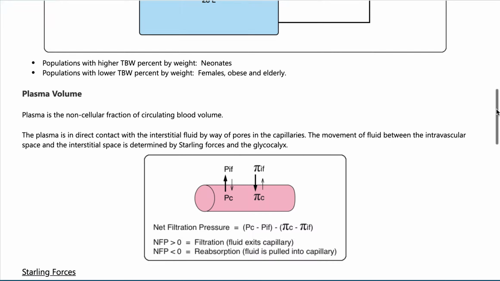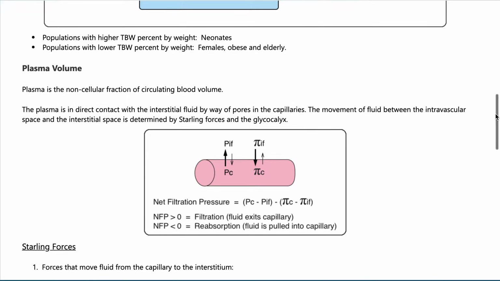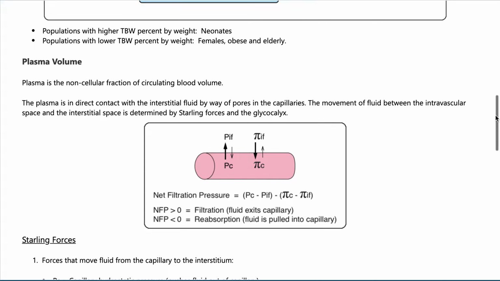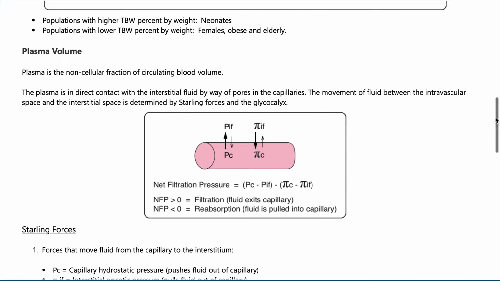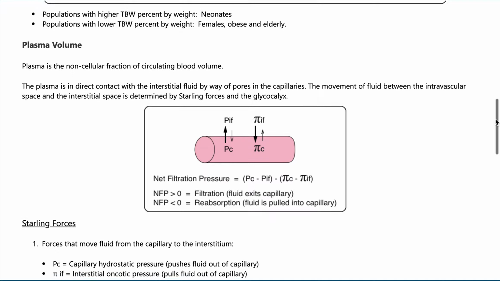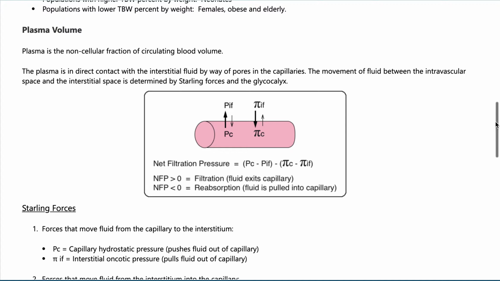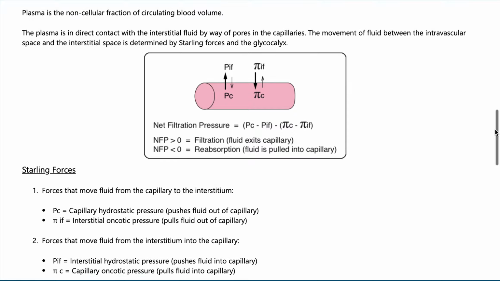Regarding plasma volume, plasma is the noncellular fraction of circulating blood volume. The plasma is in direct contact with the interstitial fluid by way of pores in the capillaries. The movement of fluid between the intravascular spaces and the interstitial space is determined by Starling forces in the glycocalyx. As a refresher, Starling forces are forces that move fluid from the capillary to the interstitium.